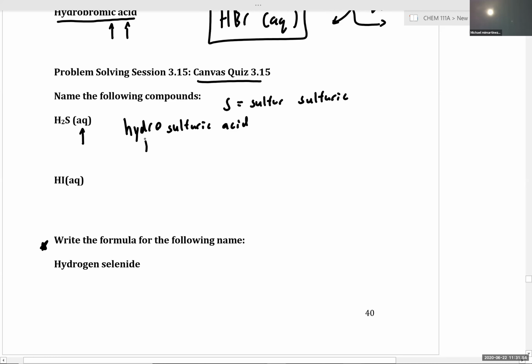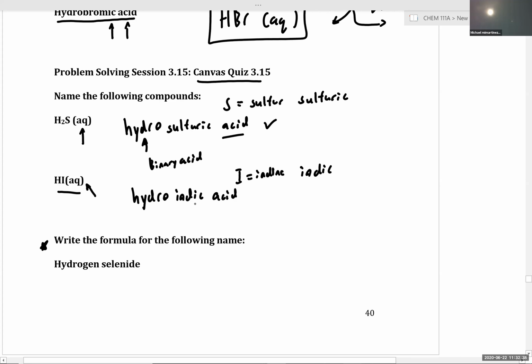Now, note this hydro prefix is critically important. This hydro prefix indicates that we have a binary acid. So it's an important part of the naming conventions. Let's look at the next example, HI, aqueous. Again, it's an aqueous binary acid, so we write the hydro prefix. Then I is iodine. So iodine turns into iodic acid. And then because it's an aqueous binary acid, we add the ending acid at the end. So if it's aqueous and it's a binary acid, the IC ending should be included. Do these examples make sense so far?